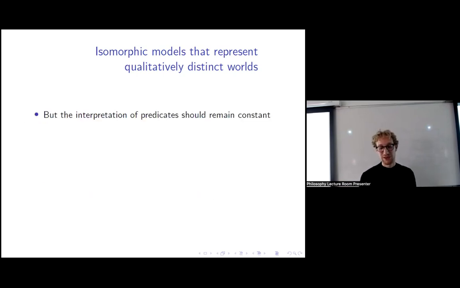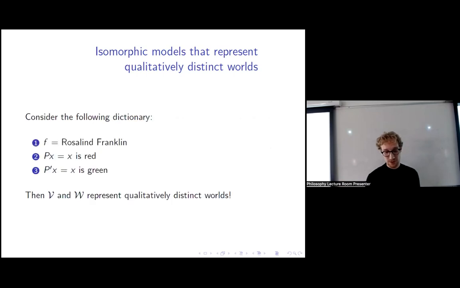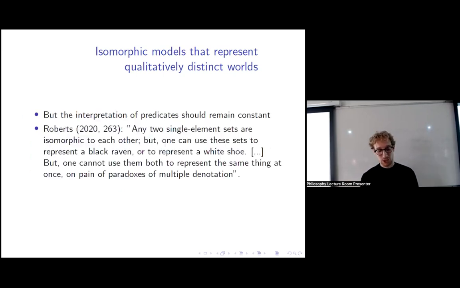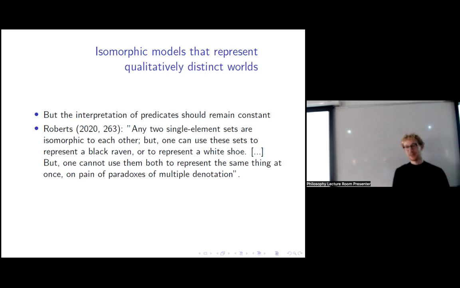So this might sound unfair because the interpretation of predicates should remain constant, right? P and P prime are meant to be the same predicates, that are meant to have the same interpretation. So Brian Roberts puts this well. He says, any two single element sets are isomorphic to each other, but one can use these sets to represent a black raven or to represent a white shoe.